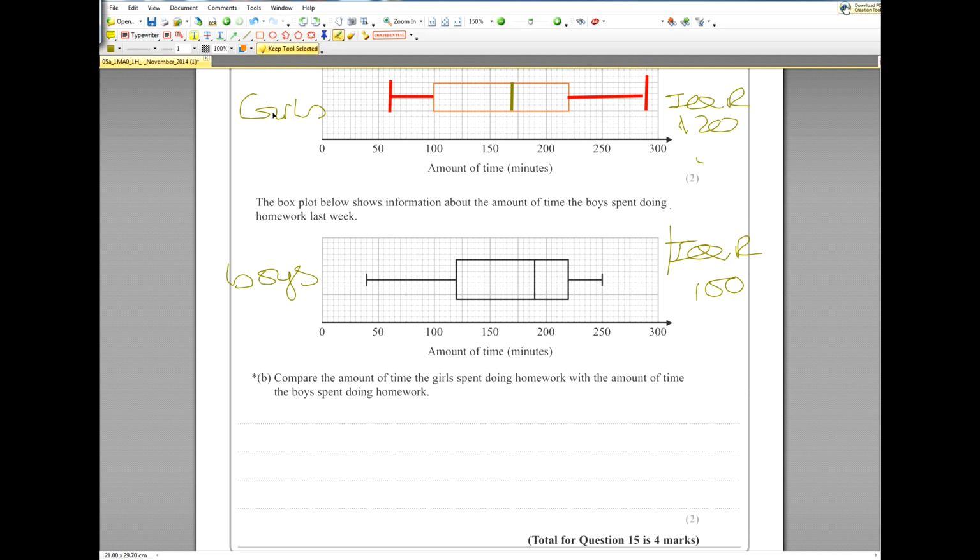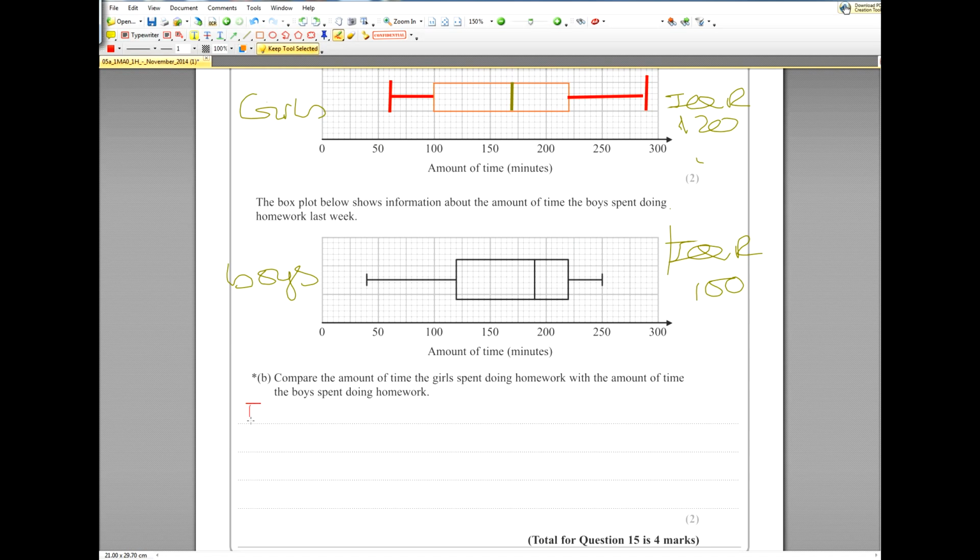The girls got 20 more. Okay, so what's the significance of having a big interquartile range and a small one? The smaller the interquartile range, the more consistent the data. Okay, beautiful. Right, let's write that down in a nice sentence. So first of all, let's make a comment about the interquartile range. What can we write down for our comment?